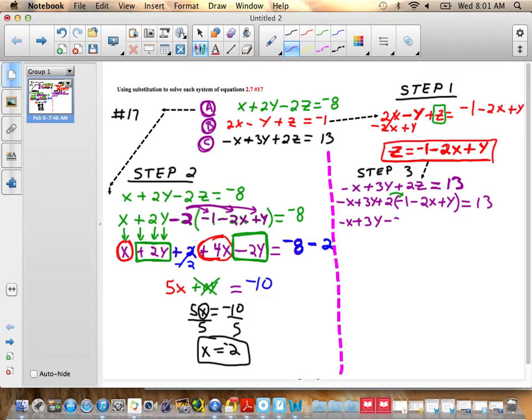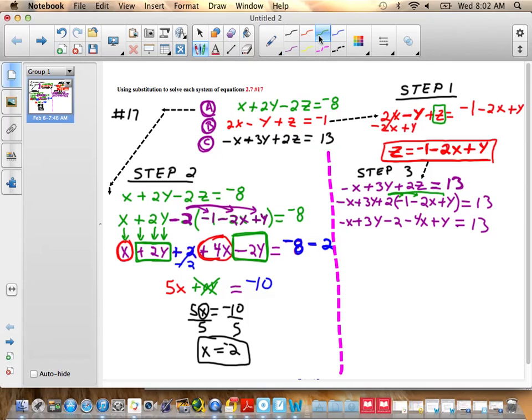And then I'm going to have 2 times negative 2x, which is going to make this a negative 4x. Then I have 2 times y, and it's positive. So it's going to make that a plus y. And this is all going to be equal to 13.